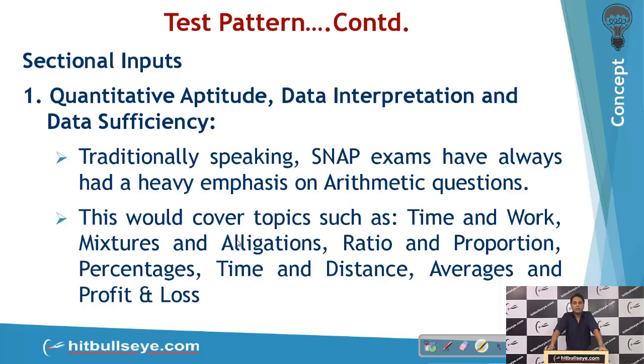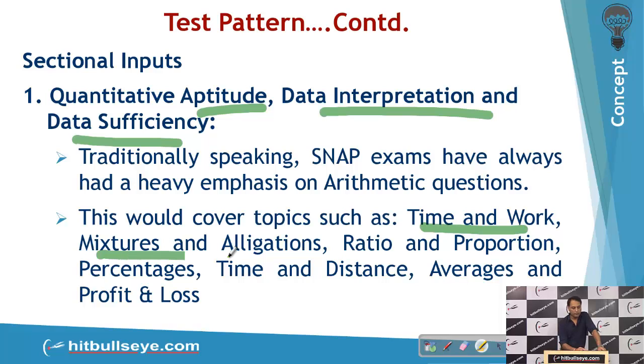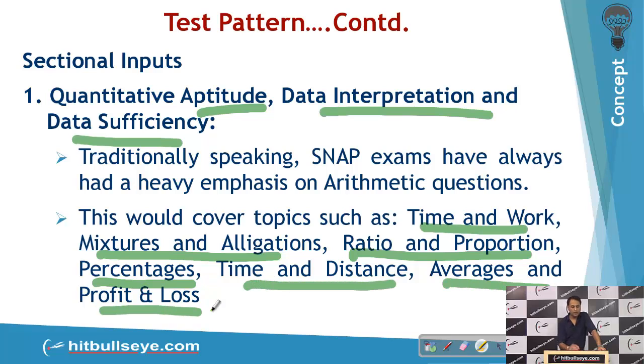Let's look at the sectional inputs now, the sections in detail. Starting with quantitative aptitude, data interpretation and data sufficiency. Traditionally speaking, SNAP exams have always had a heavy emphasis on arithmetic questions. When I say arithmetic, I'm talking about topics like time and work, mixtures and allegations, ratio and proportion, percentages, time and distance, averages, and profit and loss. So the paper is predominantly skewed towards the arithmetic module.